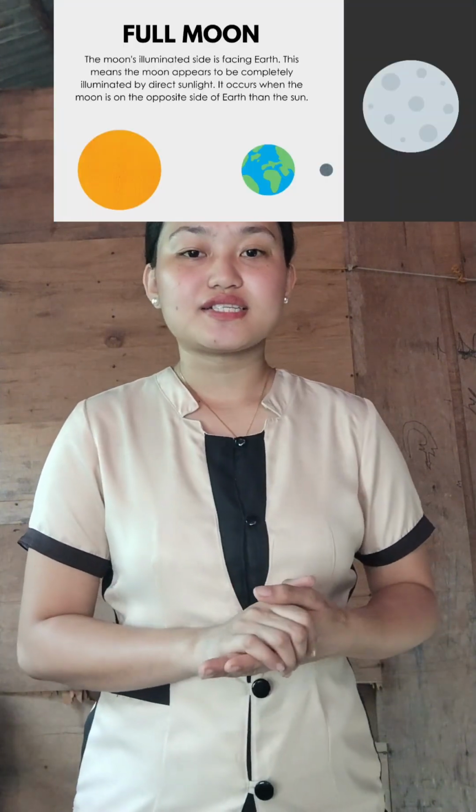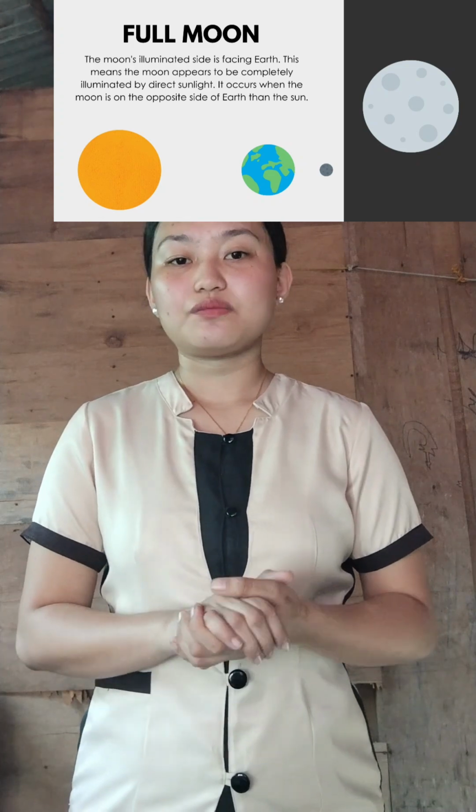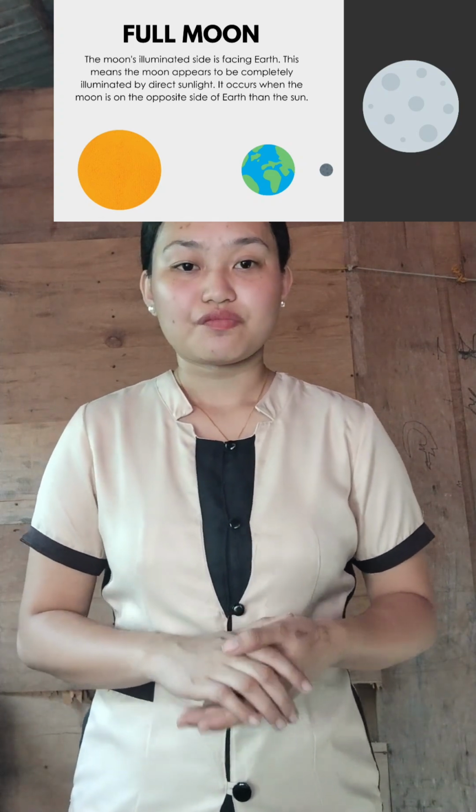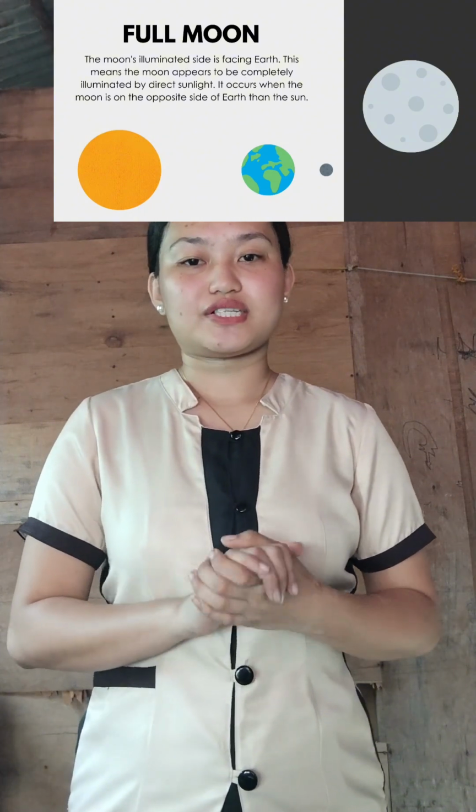So next phase of the moon is full moon. So full moon is when the moon appears brightly and completely illuminated by the direct sunlight. So the earth is in between the moon and the sun during this phase.